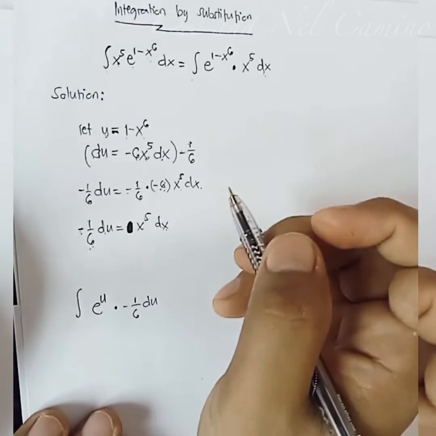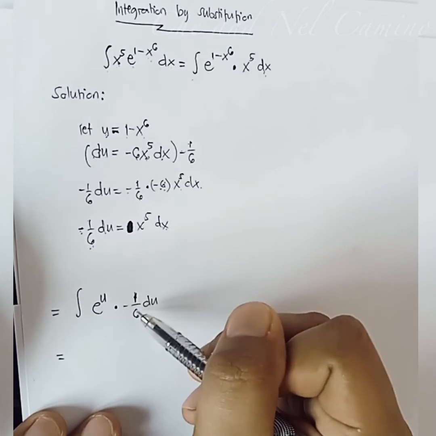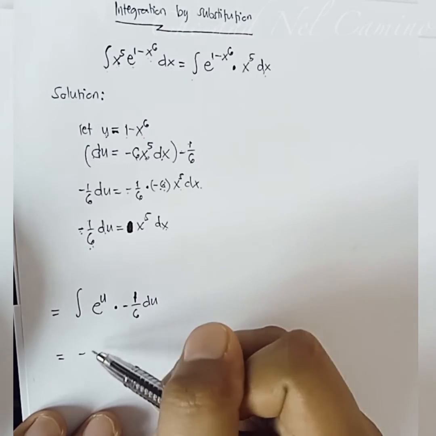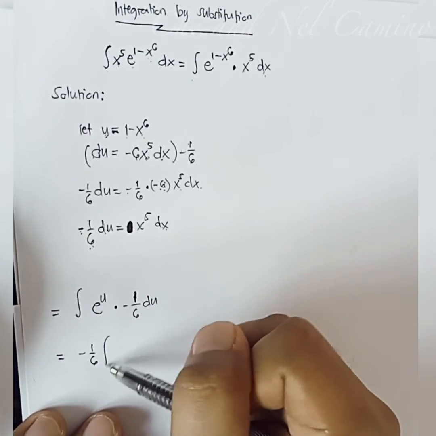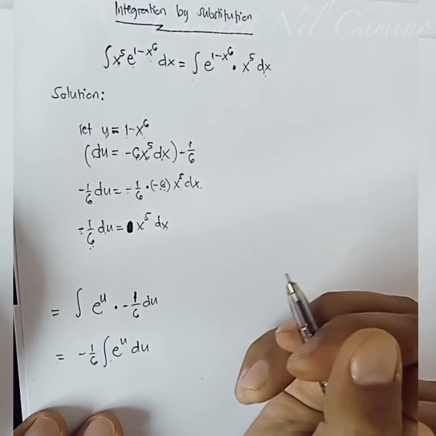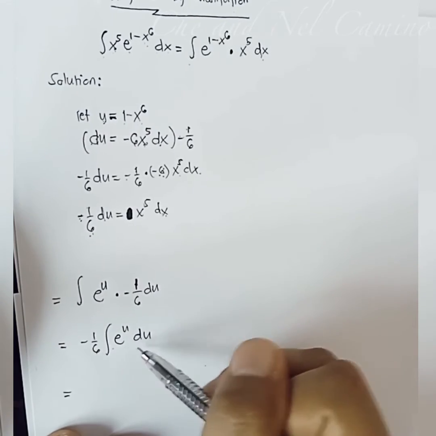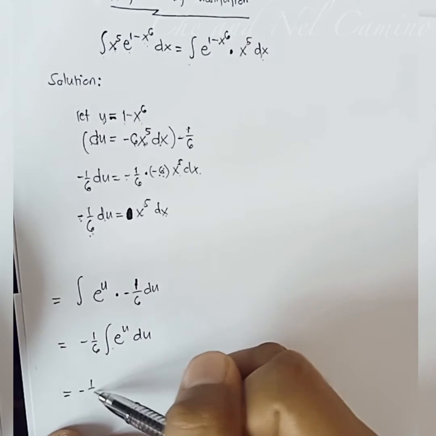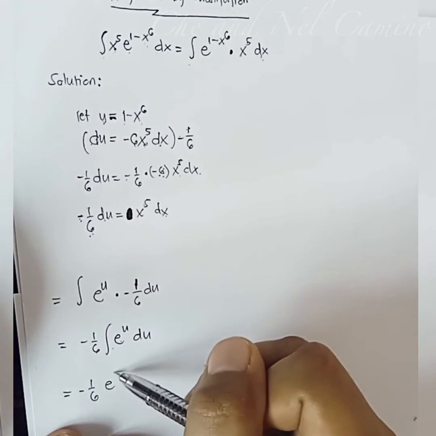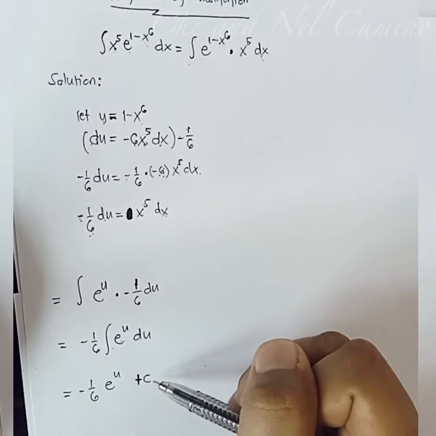So let's move forward. Let's pull out these constants from the integral symbol. So we have negative 1 over 6, then copy e to the u du. Perform the integration here, and copy negative 1 over 6, and the integral of e to the power of u is e to the power of u plus c, because we are in integration.